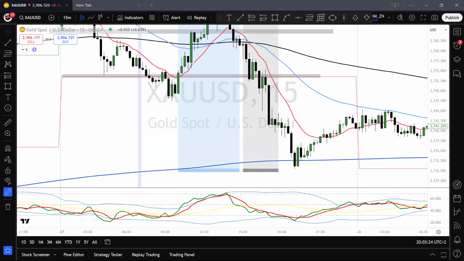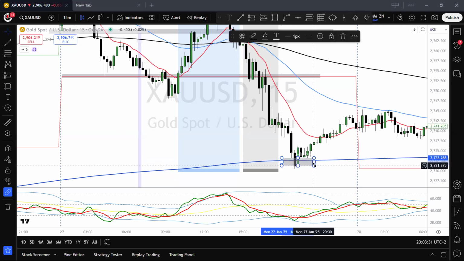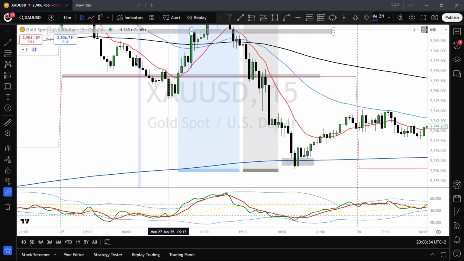So let me also do this. Let me see if I can actually go all the way to my entry time frame. I'm going to mark the TP2 zone so that we don't lose it. And I'm going to mark the TP1 zone.